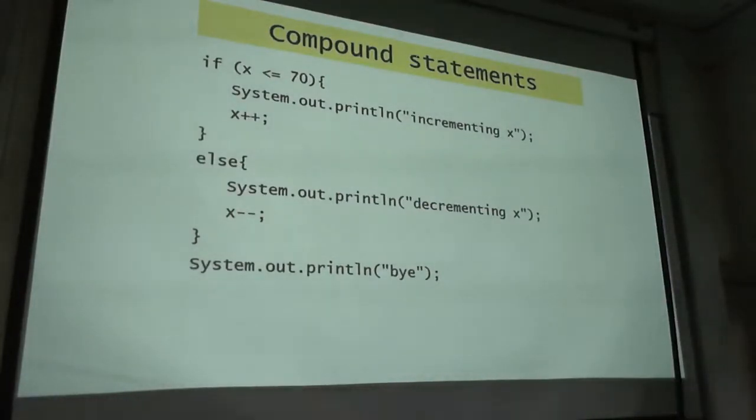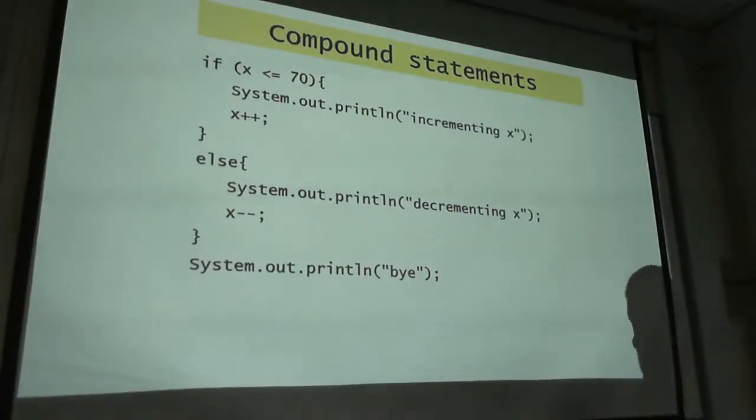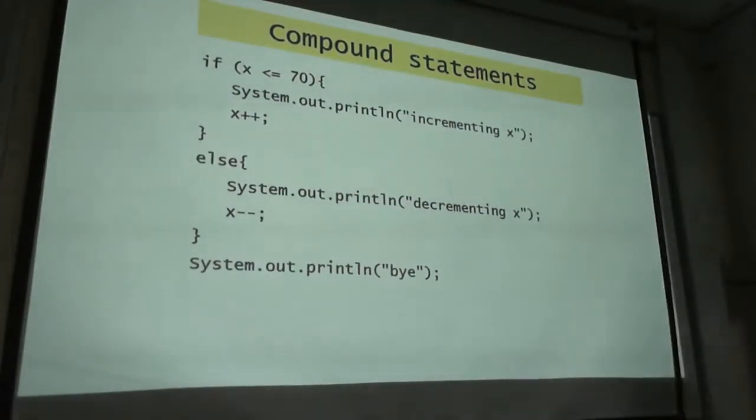Okay, so this piece of code evaluates the value of x. If it's less than or equal to 70, it's going to print out incrementing x, and it's going to increase the value of x by 1. Otherwise, in other words, if it's larger than 70, it's going to print out decrementing x, and it's going to decrease the value of x by 1. And in both scenarios, after it's either incremented or decremented the value, it's going to print out the word bye.